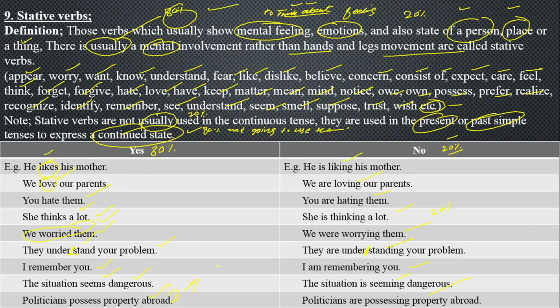So all these you need to use in indefinite tenses as compared to your continuous tenses. And one thing, they are mental feelings like love, hate, think, worry, understand, remember, see, and possess. So this is all about the stative verbs.